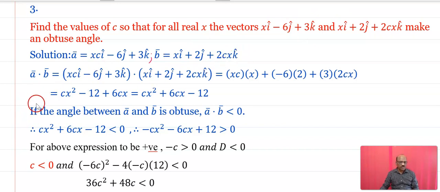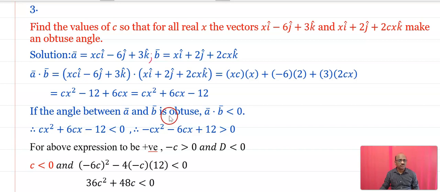Now we'll find out their dot product, a bar dot b bar. That is (cx i cap minus 6 j cap plus 3 k cap) dot (x i cap plus 2 j cap plus 2cx k cap). Their dot product: cx into x, next is minus 6 into 2, and the last is 3 into 2cx, and you will get cx square minus 12 plus 6cx. Therefore here you will get cx square plus 6cx minus 12.